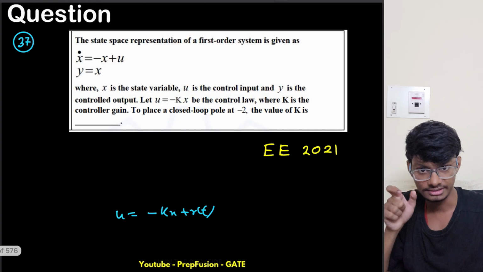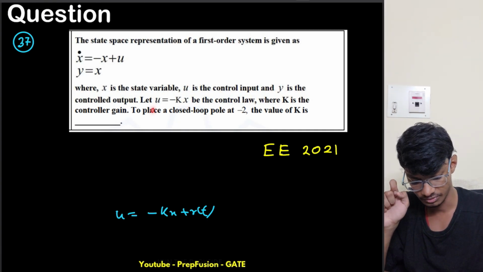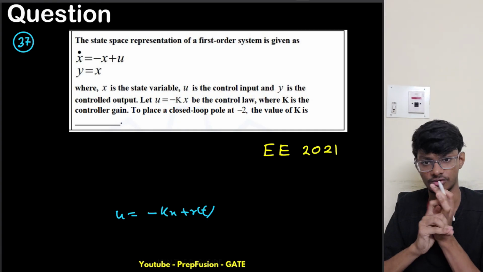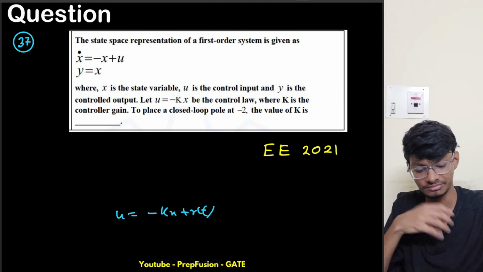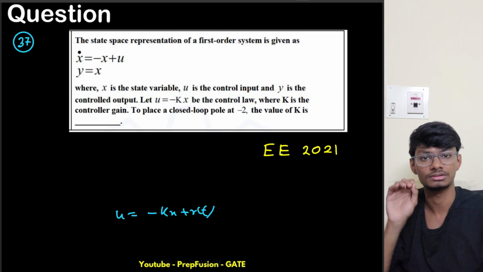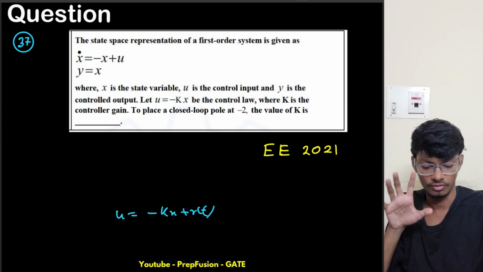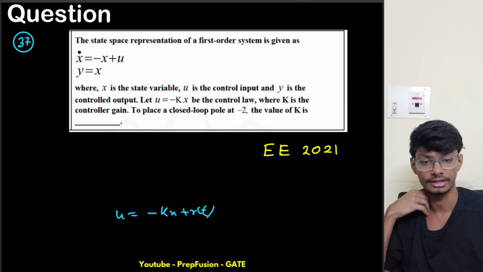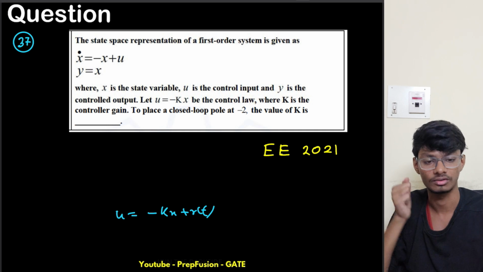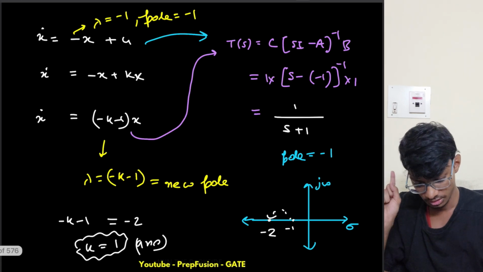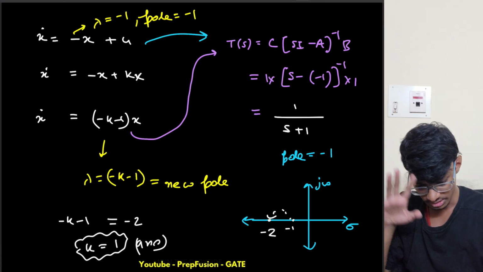So there is some mistake in the question. Here, u should be equal to minus kx plus r of t, and there is also an r of t, right? Sometimes a bit of errors may happen, but what it wanted to find out was: can you find the value of k, and can you use the concept of eigenvalues to directly calculate it? That is important. So this is basically the end of state controllability.